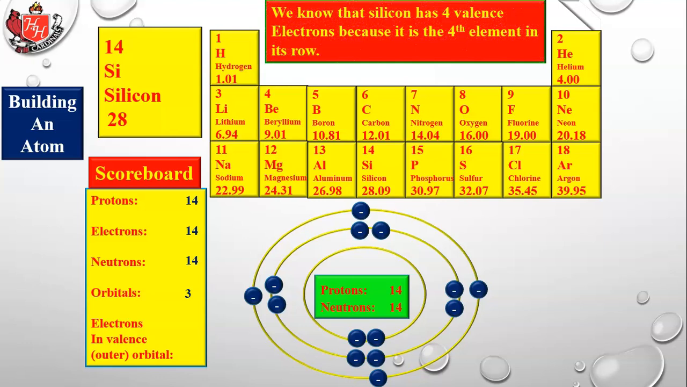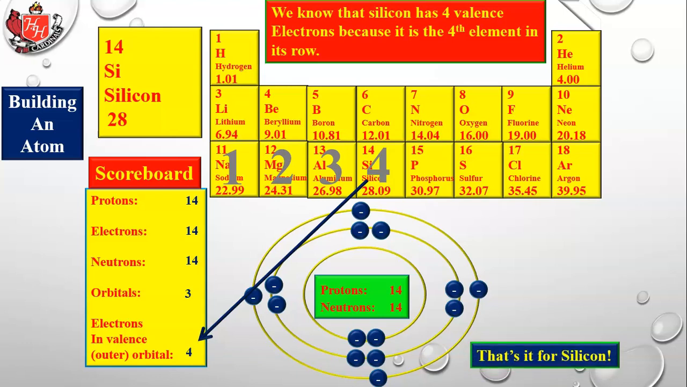So we know that silicon has 4 valence electrons also because it is the 4th element in its row. So watch, we'll count over. So sodium is 1, magnesium is 2, aluminum is 3, and silicon is 4. You might just want to know how many valence electrons silicon has without going through this whole process of drawing a diagram. Okay, so that's how we do it. You can simply count from the left, and that's how many electrons will be in the outermost orbital. For silicon, it's the third orbital. So that's it for silicon. That's how you do a diagram of an atom using the periodic table.